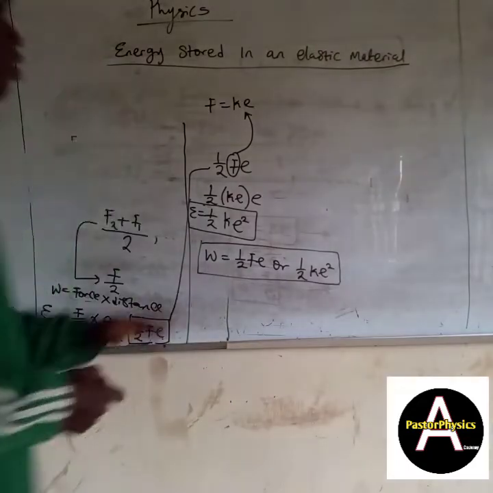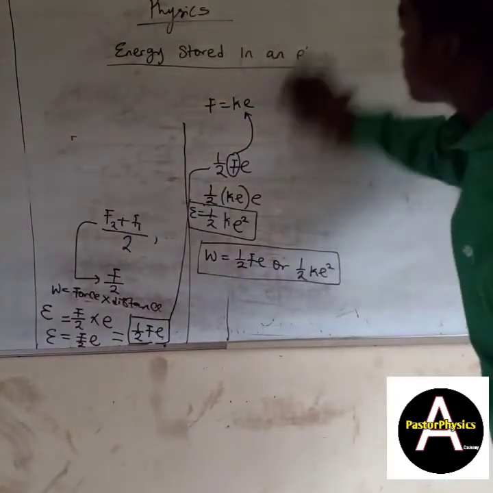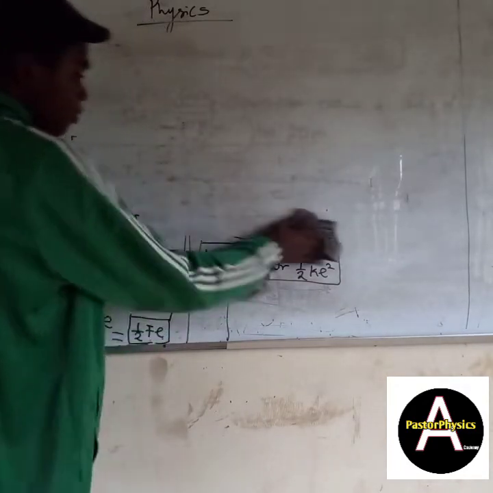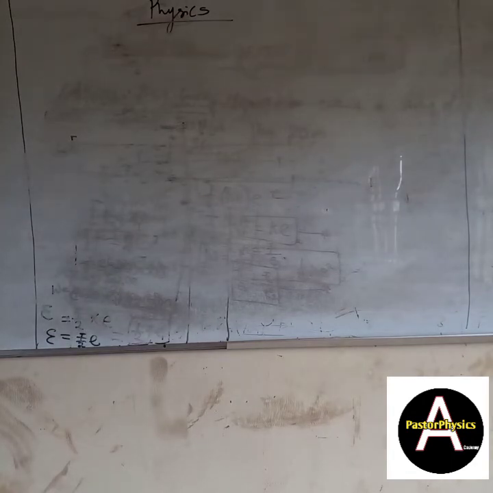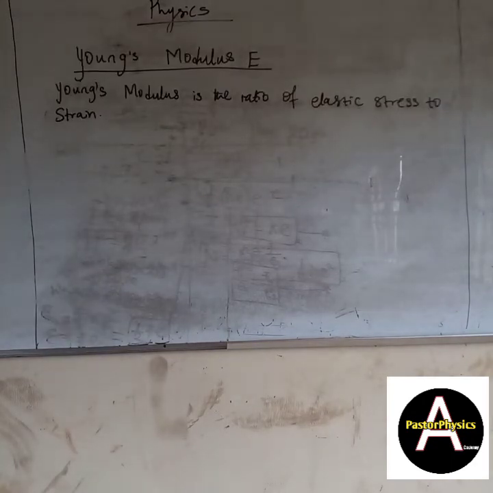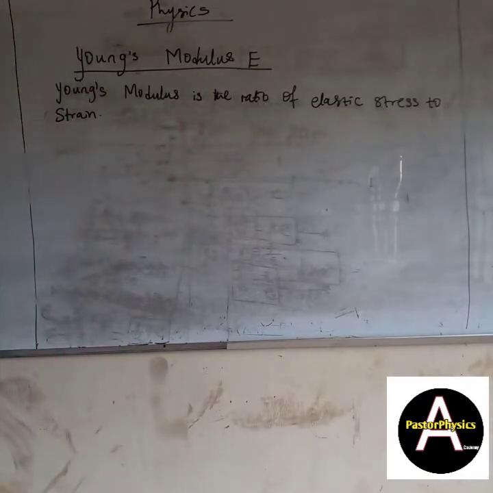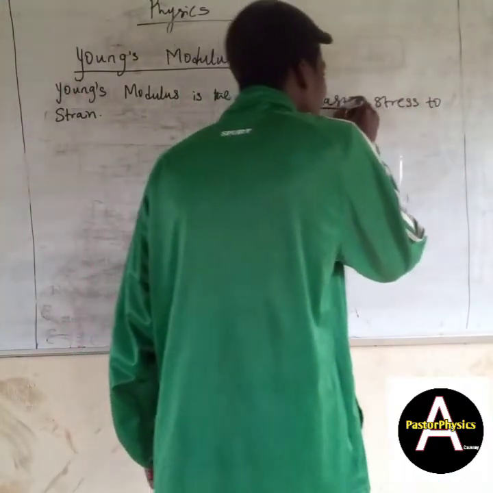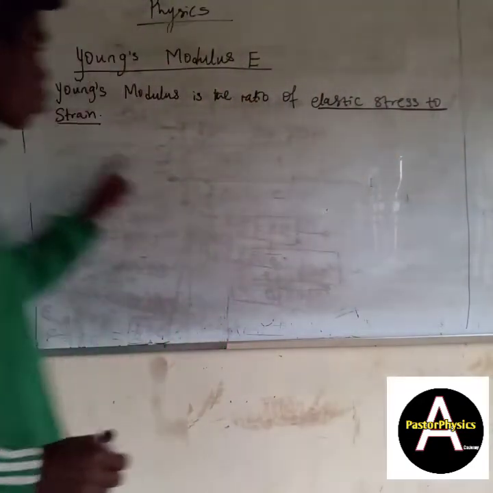Alright. Now, the next topic we will talk about is called Young modulus. I told you we will finish everything about elasticity in this video. Make sure you write those things down. The next one we'll talk about now is called Young modulus. Now, what is Young modulus? The symbol for Young modulus is E. Young modulus is the ratio of elastic stress, listen very carefully, to strain.